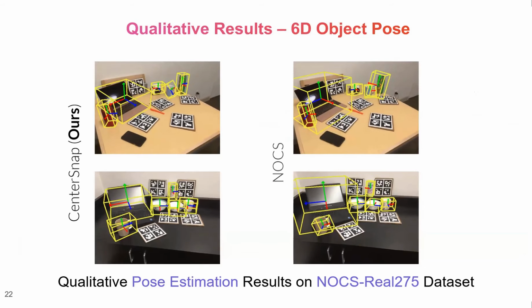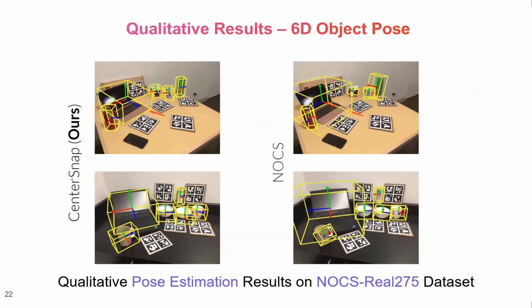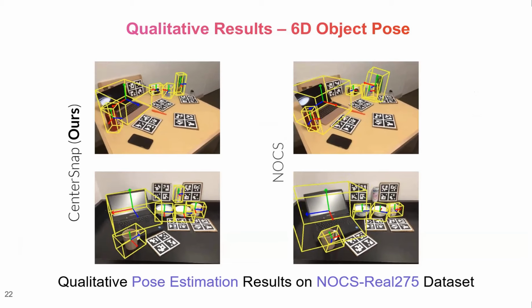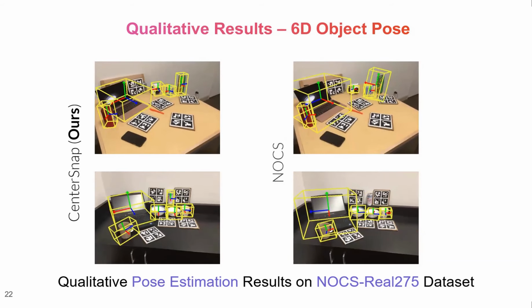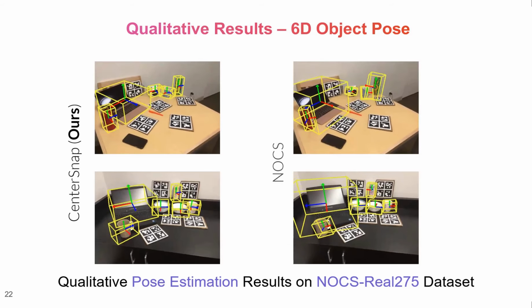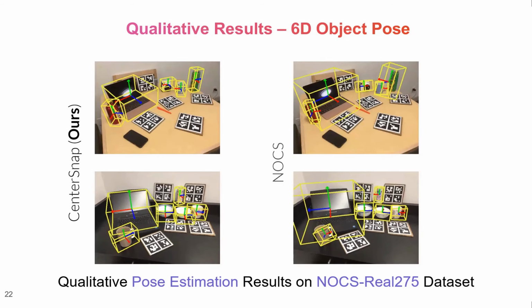Qualitatively, how well does our network perform? Here you can see we can reconstruct and show accurate 6D pose and sizes of novel real-world scenes never seen during training. And we are more accurate than competing baselines, as you can see here.